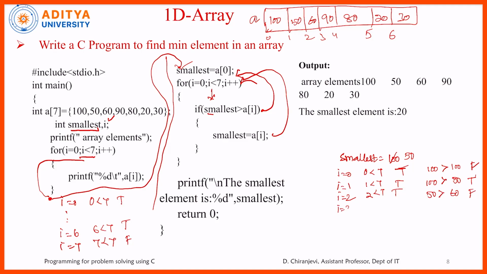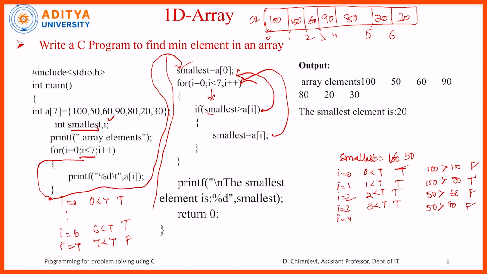So I value is 3, and 3 less than 7 is also true. If this is true, again you can check the smallest value: 50 greater than a of 3. A of 3 is 90. Okay, 50 greater than 90, this condition is also false. From the if itself you can update I plus plus.